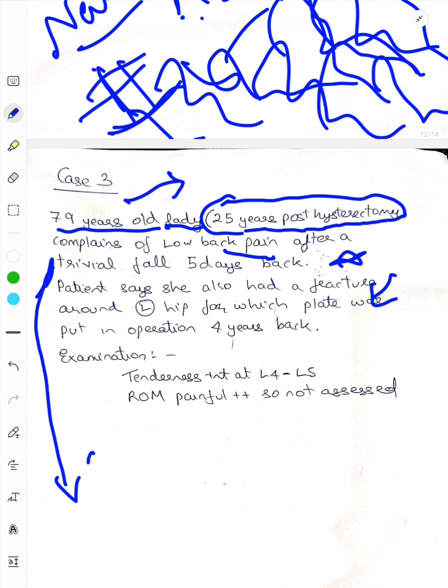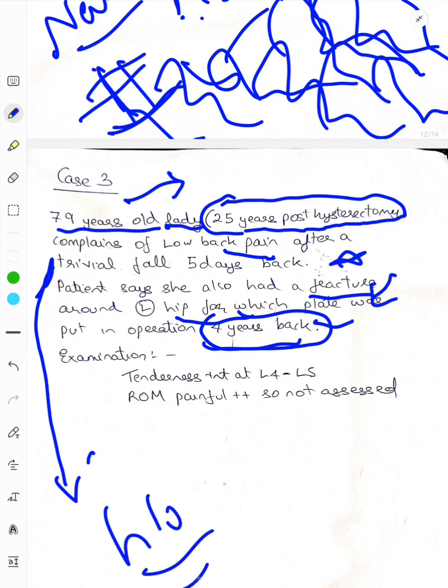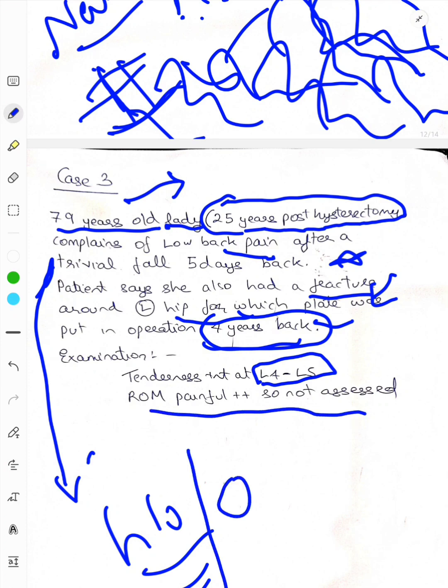Right? The thing you need to ask in this case is a history of multiple fractures in the past. She says that she had a fracture around the left hip for which a plate was put in the operation theater 4 years back. History of multiple fractures in the past. On examination, tenderness is present at L4, L5. ROM is painful. What are you suspecting? I won't answer. You answer. You are looking at a picture of osteoporotic fracture.